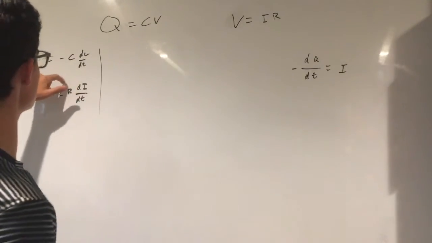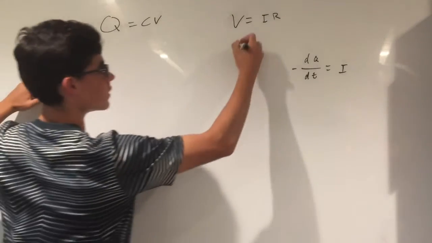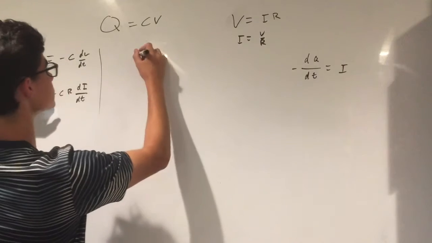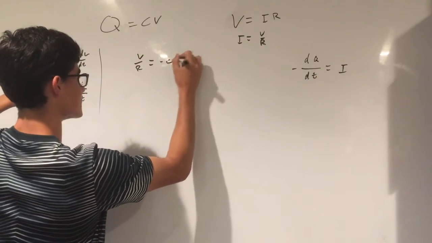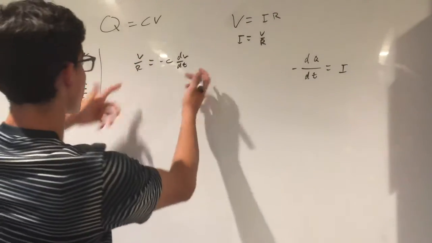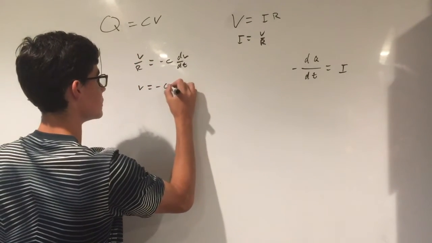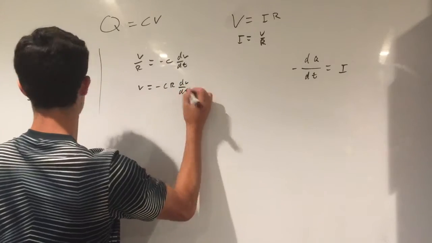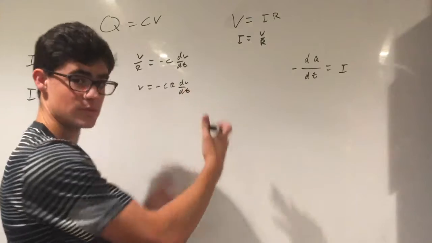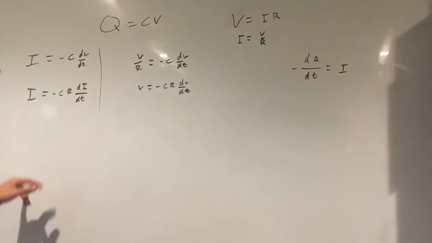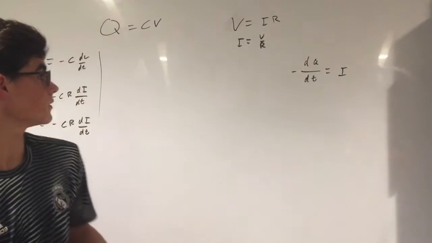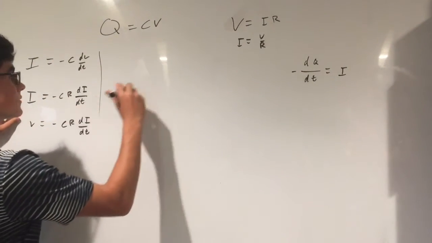Now let's take back this equation right here, and what if you plug in I is equal to V over R? So V over R is equal to negative C dV/dt. There we go, we have one more equation that actually relates a certain quantity in terms of the change in a quantity. And these two look awfully similar. Okay, so now let's look at this equation specifically right here.